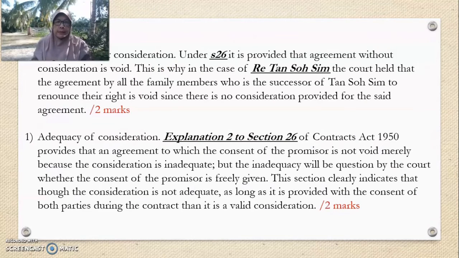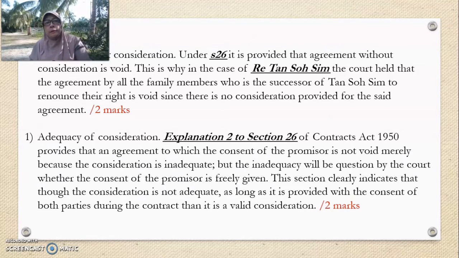So let us look at the content. Number 1, I'm going to discuss the requirement for consideration, whether all contracts need to have consideration. I'm using section 26 and the case of Tanso same. Under section 26, if the agreement has no consideration, it will become void. That's why in the case of Tanso same, the court held the agreement is void because there is no consideration provided. It carries 2 marks: 1 mark for the statute highlighted, 1 mark for the case.